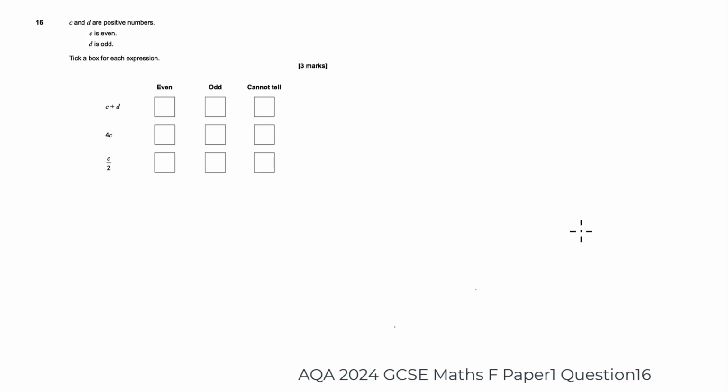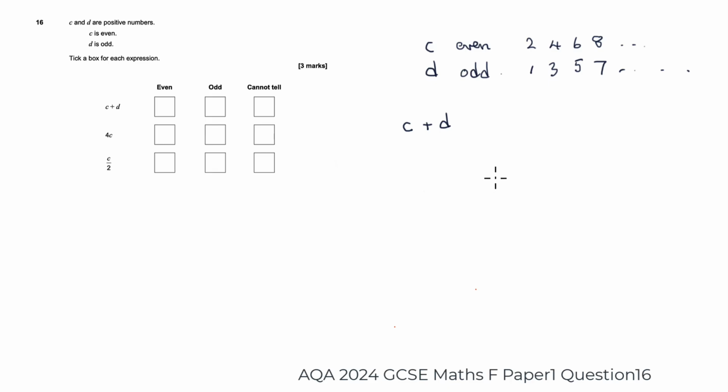Well, here's question 16. And we're told that C and D are positive numbers, with C being even and D being odd. So C could be numbers like 2 and 4 and 6 and 8 and so on, whereas D could be numbers like 1 and 3 and 5 and 7 and so on. So there's examples of even numbers and odd numbers. Now we're asked to tick a box for each expression, so let's have a look at C plus D.